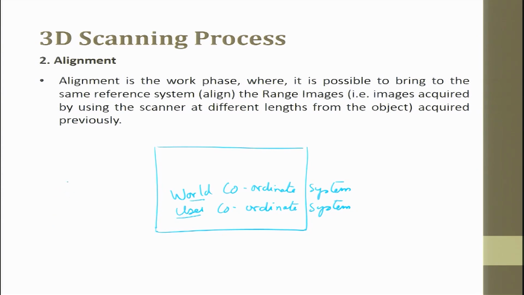For example, you have an object. The entire object will be drawn with respect to the world coordinate system, but when you have to look for other details, this is called the user coordinate system. Here, suppose you have some features, then with this you try to draw this feature and later you transform it to the base.